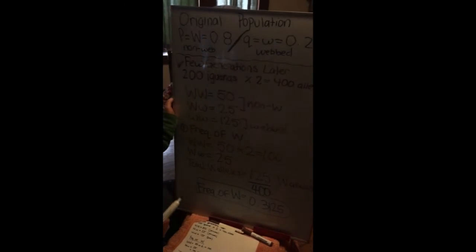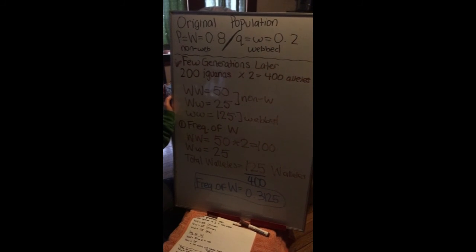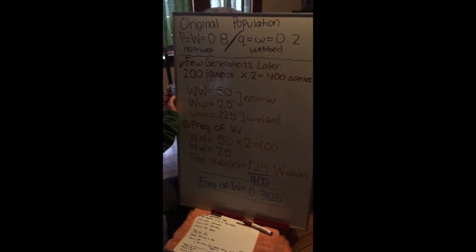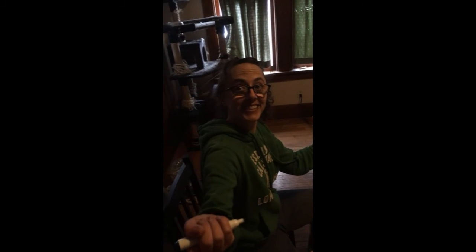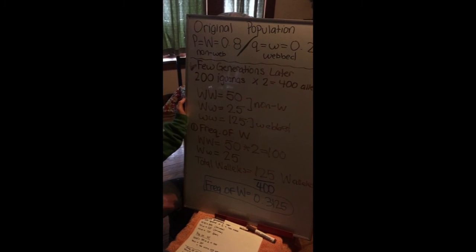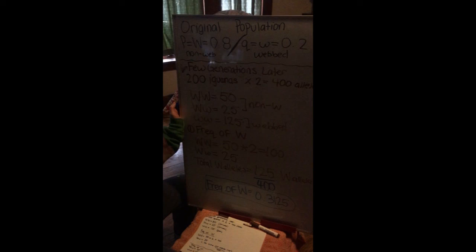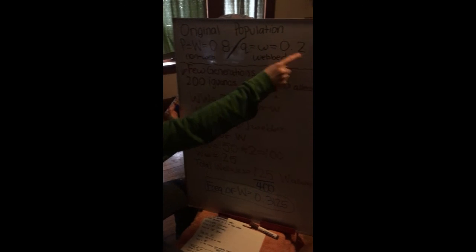So to answer my initial question, is the trait of non-webbing becoming more common or now less common in the population? Less common in the population. So therefore, is my population evolving? Are these frequencies changing? Yes. So is it in Hardy-Weinberg equilibrium? No, because those values are now different in my later generation. It is not in Hardy-Weinberg equilibrium. We can stop right there. We don't have to continue on and calculate Q.